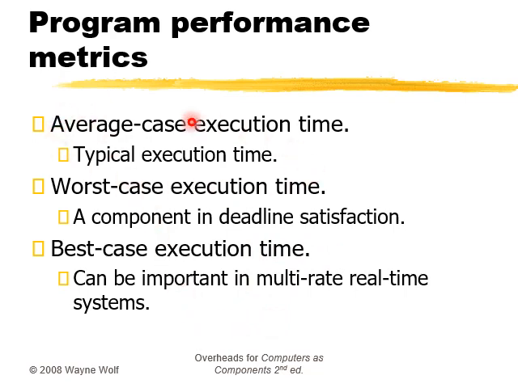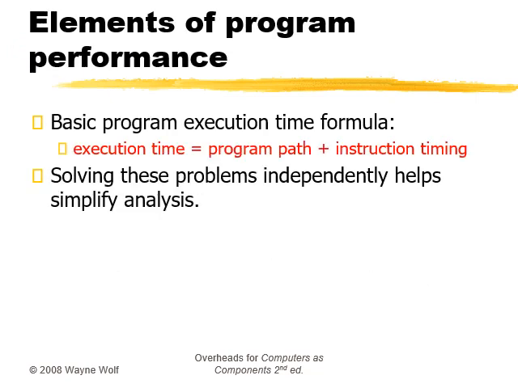So this is how we can say that these are the program performance metrics: average case, worst case, and best case. So, elements of program performance. The key to evaluating execution time is breaking the performance into parts. So we have to break the performance into parts. Program execution time can be seen as execution time equals program path plus instruction timing. So once we add instruction timing and program path, we can find out the execution time.